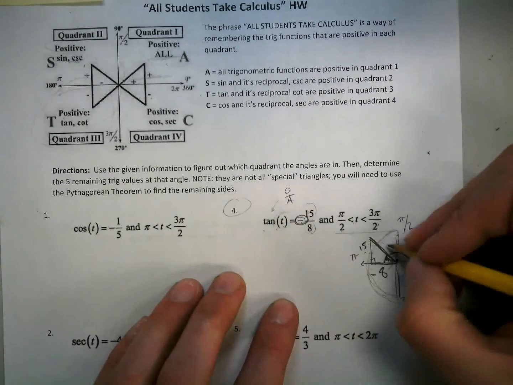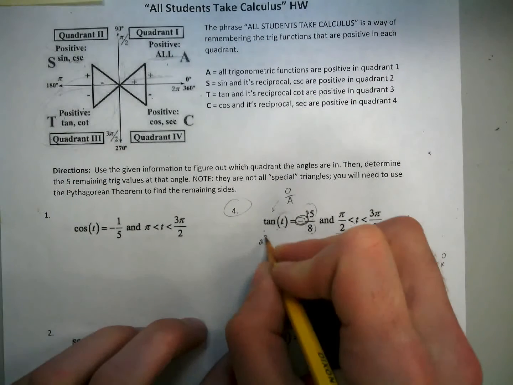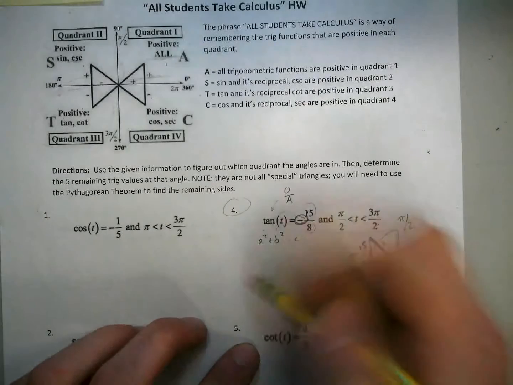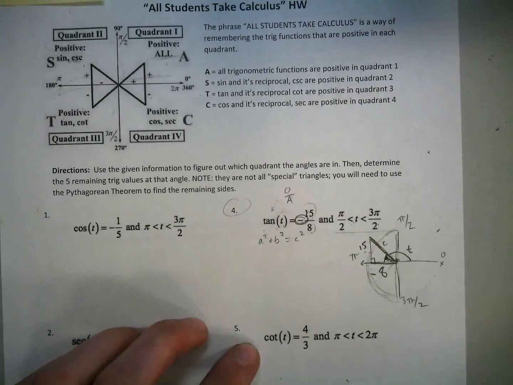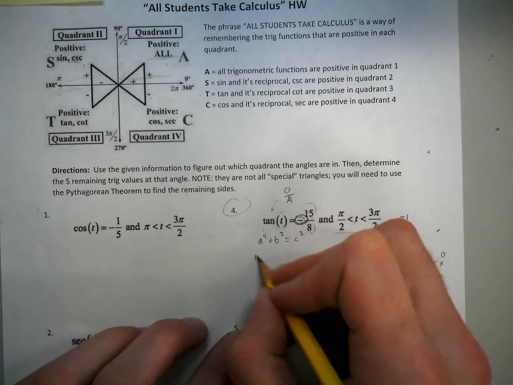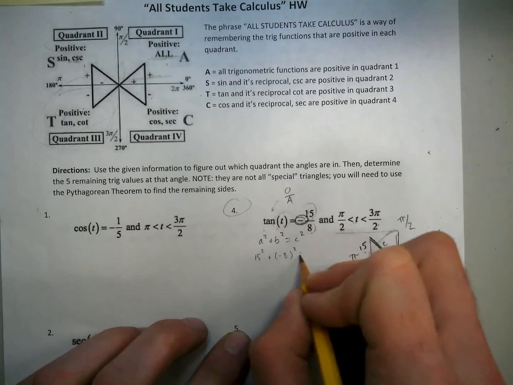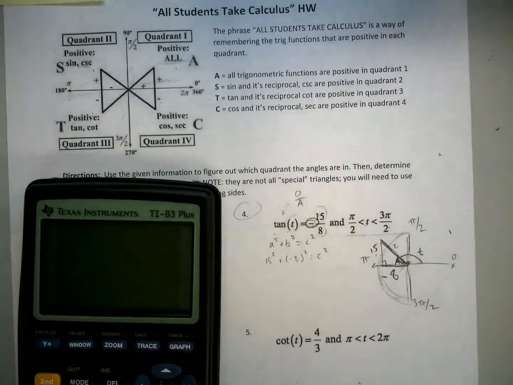So we need this last side, c, the hypotenuse, to do the rest of our trig functions. This is when we use our Pythagorean theorem. a squared plus b squared equals c squared. Use the sides that we have. 15 squared plus negative 8 squared equals c squared. Get out your calculator, because I don't know these by heart.